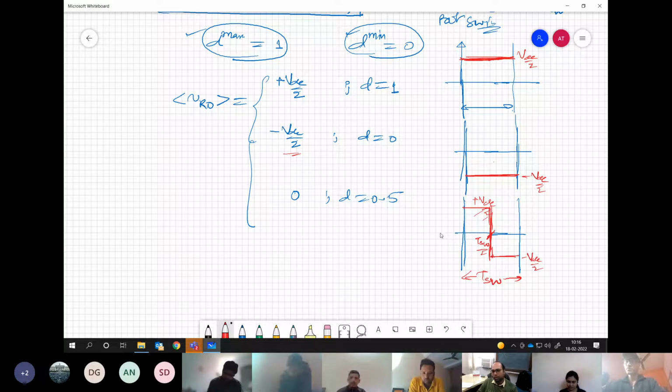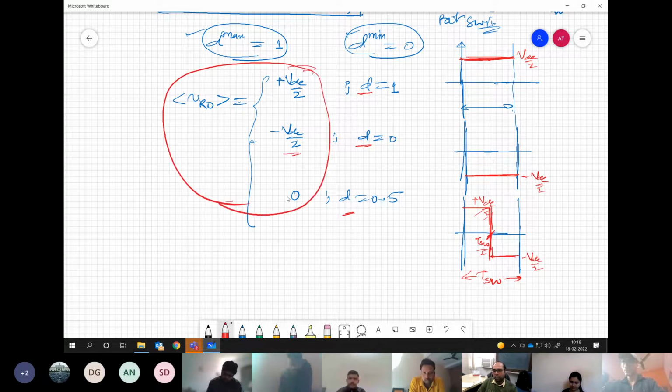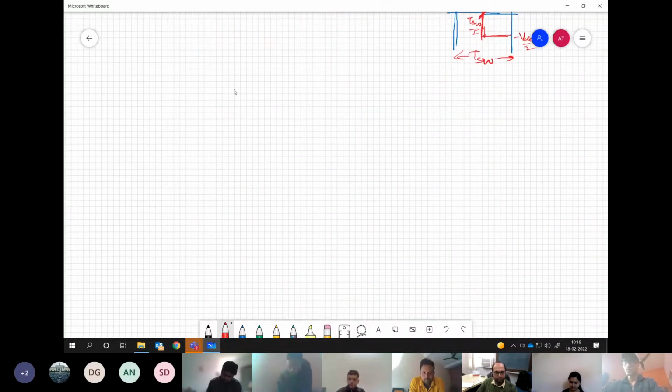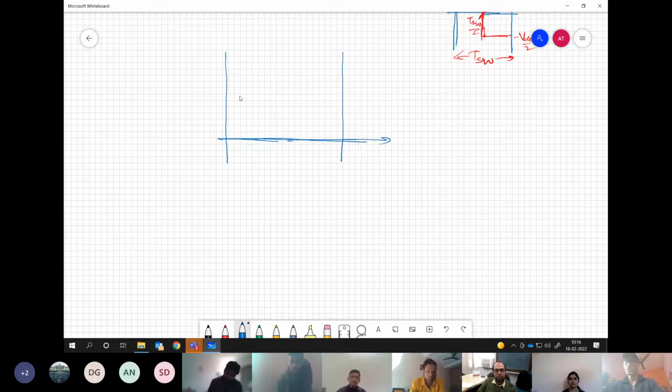So what we are basically able to do is, with respect to the duty ratio, generate a certain average value for the pole voltage. Now, if you take any value, let us say D is varying all the way from 0 to 1. Correct? It's linearly varying, let us say. So what will be the response of your average VRO?